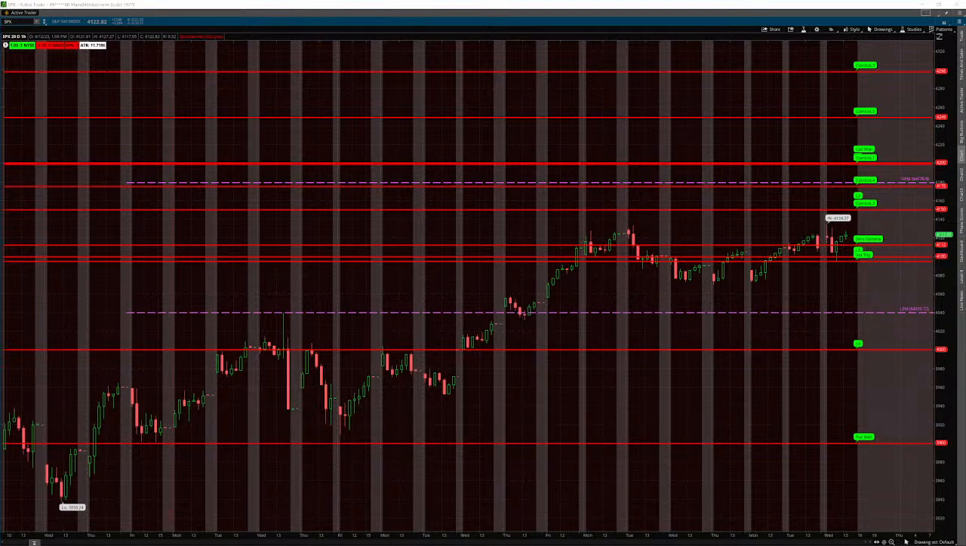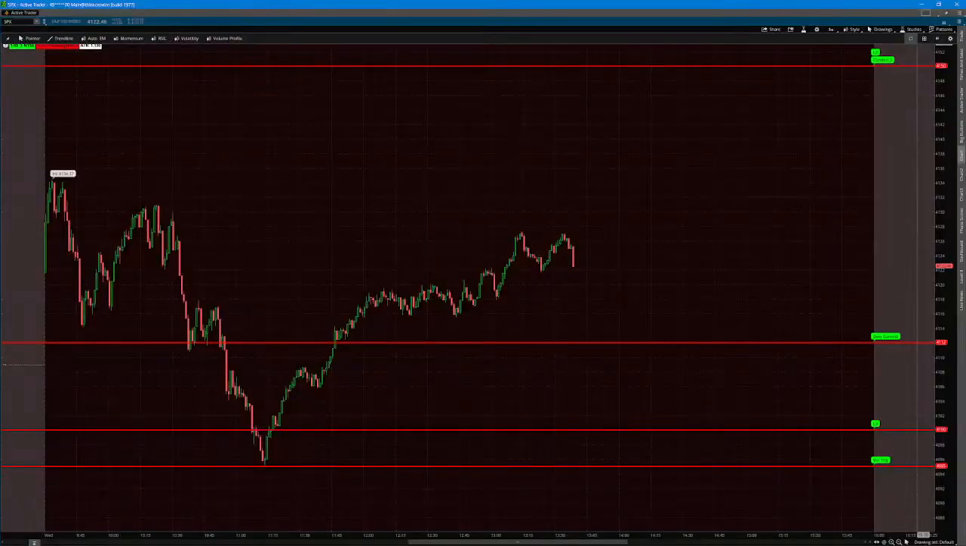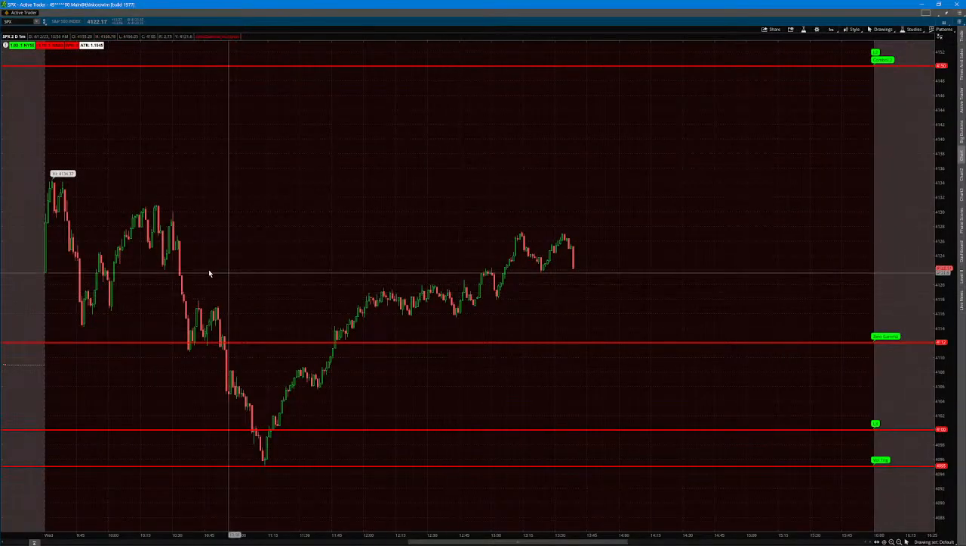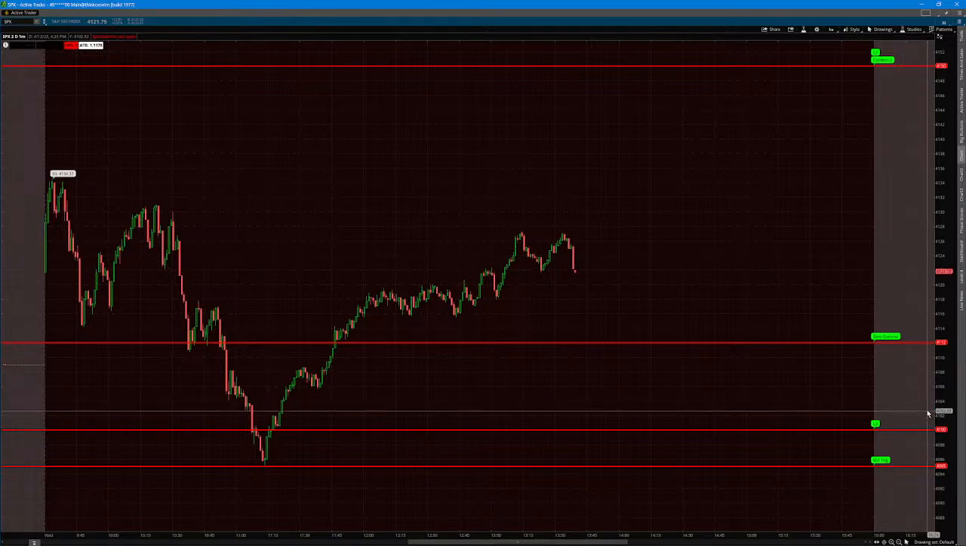Now let's take a look at another Thinkorswim chart showing the same levels. This is just for today, and this is showing SPX from the RTH open. And again, these are the levels that are in play for today.